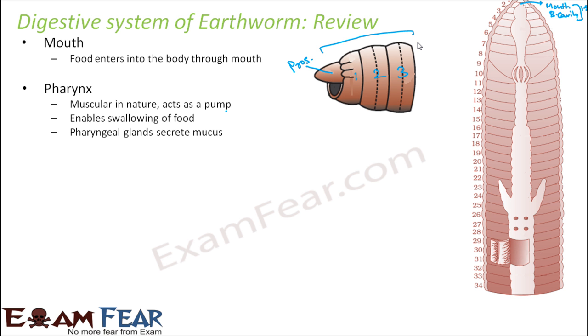Then comes the pharynx, which is a muscular structure and acts as a pump. It enables the swallowing of food. Also, pharyngeal glands secrete mucus. So what happens in the pharynx? This structure which you see here is the pharynx. Since it is muscular in nature, there is some contraction and relaxation happening there, because of which it allows the food to move into the esophagus. Right? And also there are some glands present there which secrete mucus. Mucus, being a slimy substance, makes the food even softer and also helps in the movement of the food.